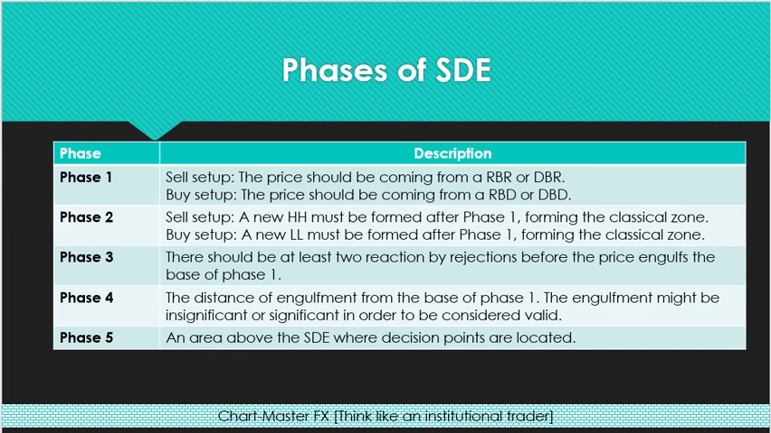Then phase number 5, an area above the SDE where a decision point is located. And guys, the decision point must be located above the SDE. Those are the valid decision points, and you need to filter them. You need to filter those decision points to find the best decision point that you can use.